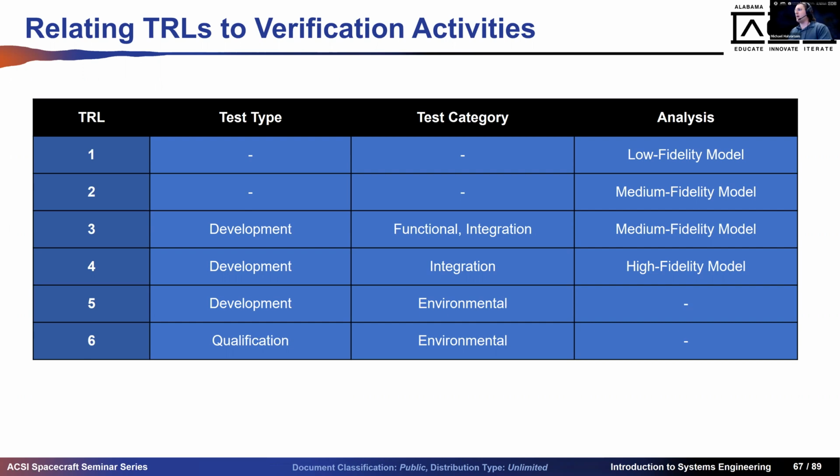TRL 3, you have a proof of concept. You don't necessarily have to have tested that system. You just have to have something in your hand. TRL 4 is you got to test something in a lab environment. TRL 5, development environmental tests. Notice that you cannot analyze yourself into TRL 5. You have to test. TRL 6, qualification environmental testing. You can skip TRL 5 and go straight to TRL 6. You're risking it for the biscuit, though, moving fast and breaking things, which some people do.